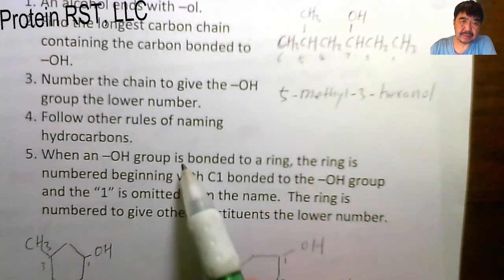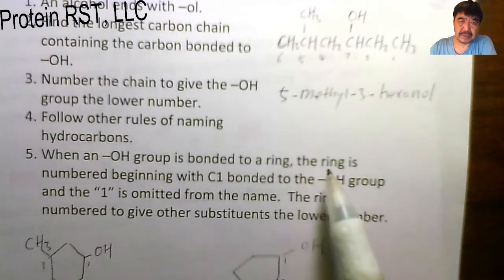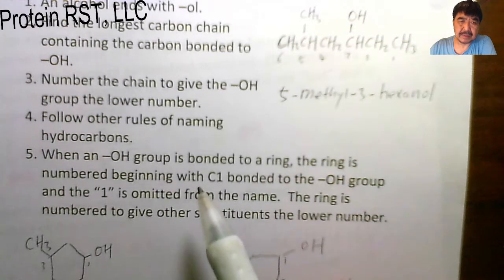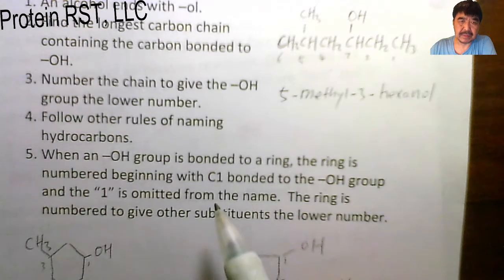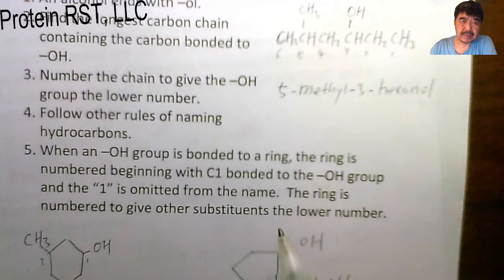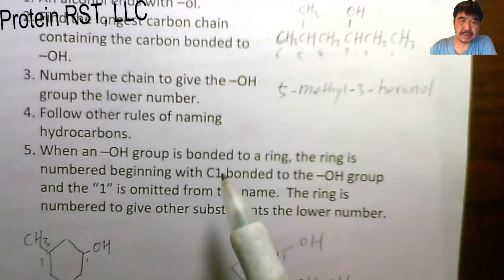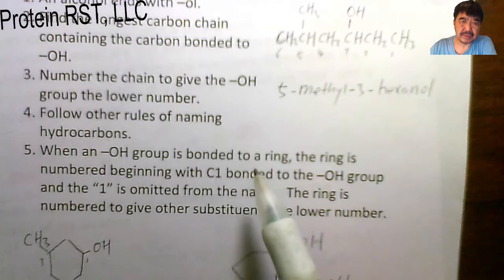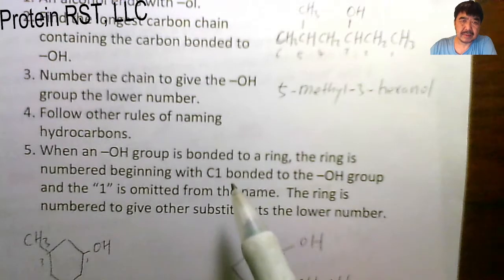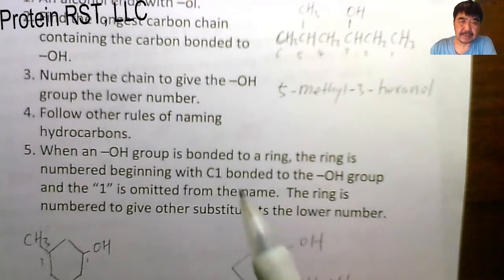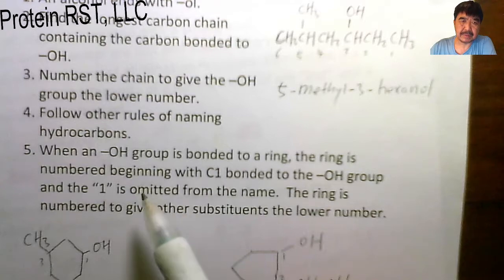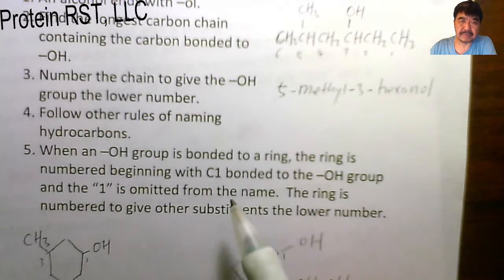When a hydroxyl group is bonded to a ring, the ring is numbered beginning with the C1 bonded to the hydroxyl group, and 1 is omitted from the name. If the molecule is a ring alcohol, the carbon bonded to the hydroxyl group is numbered as C1, and when we name it, the 1 is omitted from the name. The ring is numbered to give other substituents the lower number.